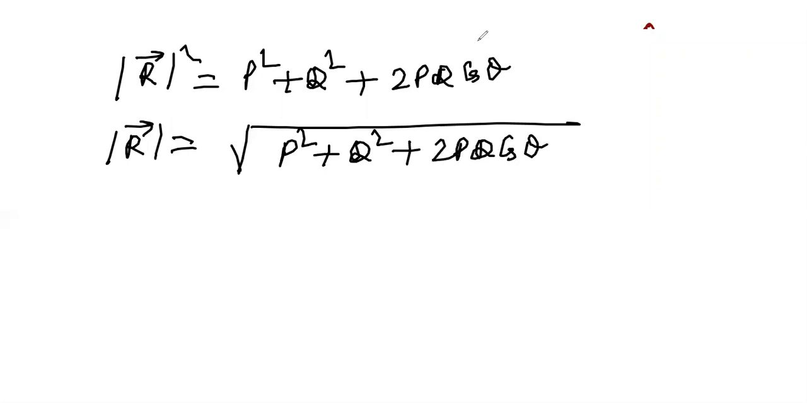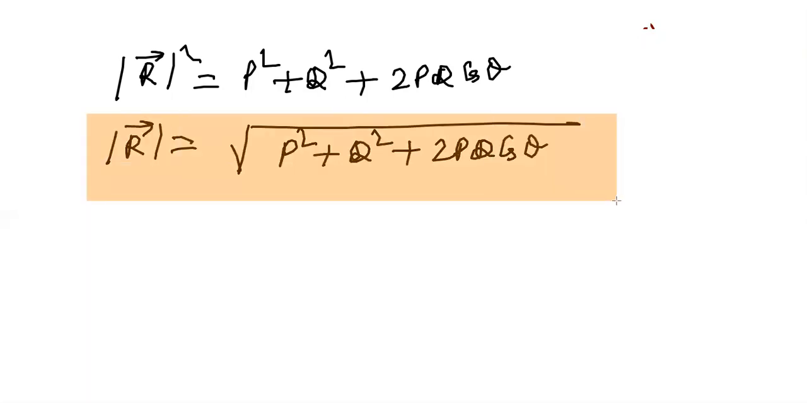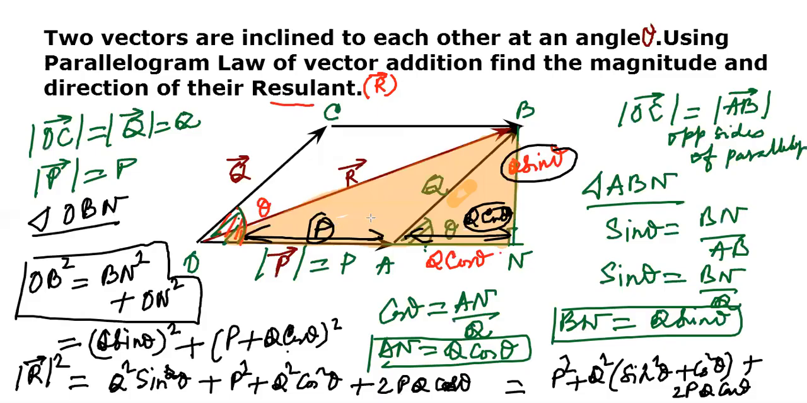So this is the magnitude of the resultant of the two forces which are inclined at an angle of theta with each other. So this is the magnitude of the resultant. So you can see over here, this was the resultant, and the magnitude of the resultant therefore will be equal to root over p square plus q square plus 2pq cos theta.